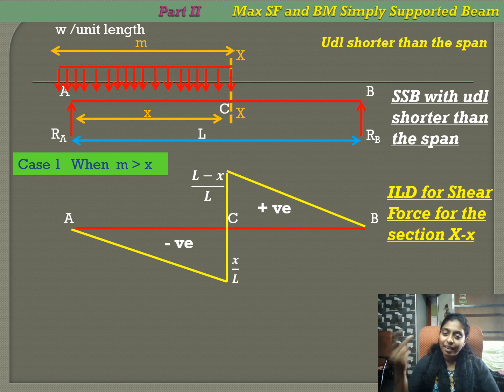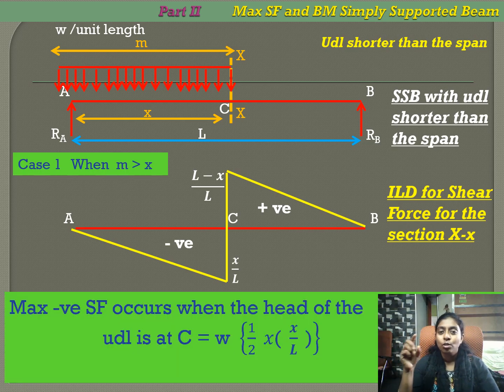When M is greater than x, the complete load will lie on the left portion of C, to the left of the section C. So the maximum negative shear force occurs when the head of the load is at C and the value is equal to the intensity of the load multiplied by the area under the load.